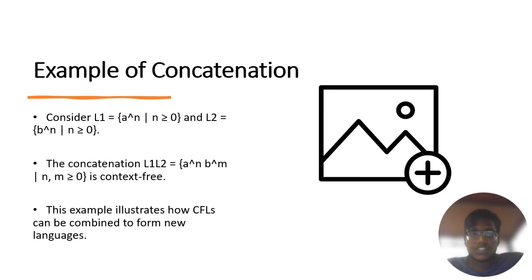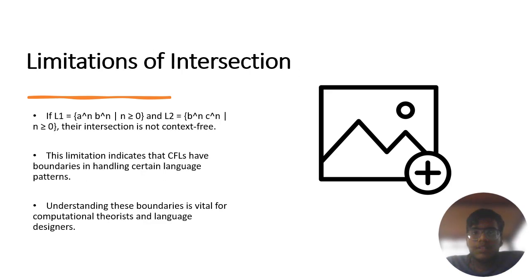Example of concatenation. Consider L1 is a to the power of n, where n is greater than or equal to 0, and L2 is b to the power of m, where m is greater than or equal to 0. The concatenation of L1 and L2 gives us a^n b^m, where n, m are greater than or equal to 0, which proves that it is context-free. This example illustrates how CFLs can be combined to form new languages.